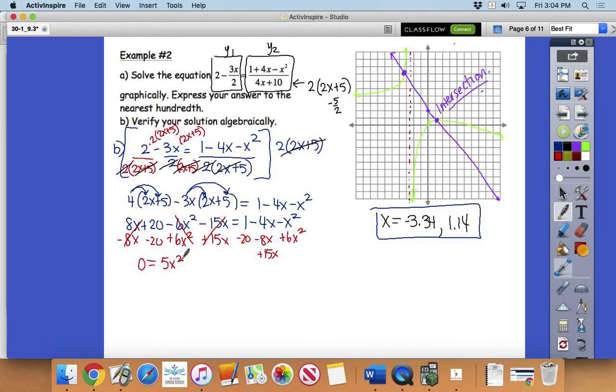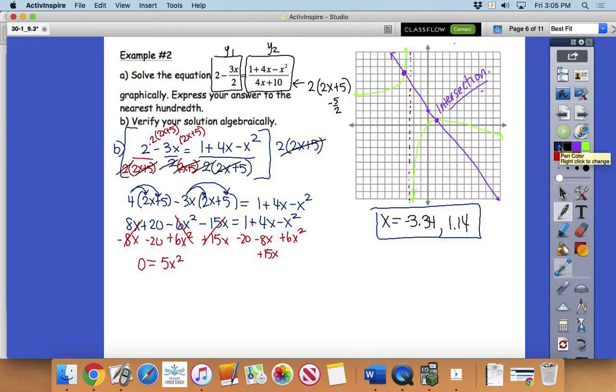I just saw an error, guys. This should be a positive 4x, which means that you should have 4x. There you go. That's the mistake I was looking for. So 4 minus 8 plus 15 gives me 11. Okay, that makes more sense.